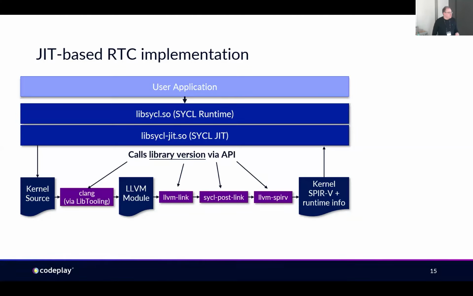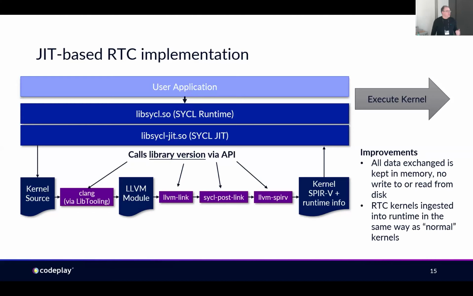And then get back the kernel SPIRV and can pass on the additional runtime information to make it feel like a real SYCL kernel and give all that back to the runtime and execute the kernel in the end. So what's improved here is all the temporary files are no longer existing, so everything is exchanged in memory. Yeah, we have RTC kernels that behave more like normally compiled SYCL kernels.